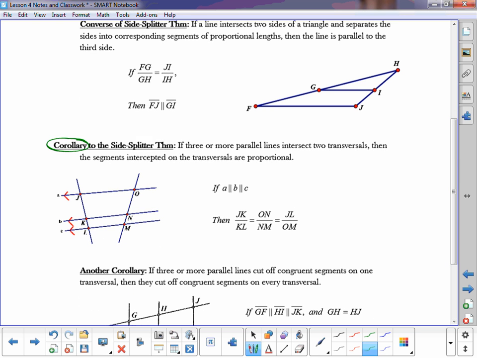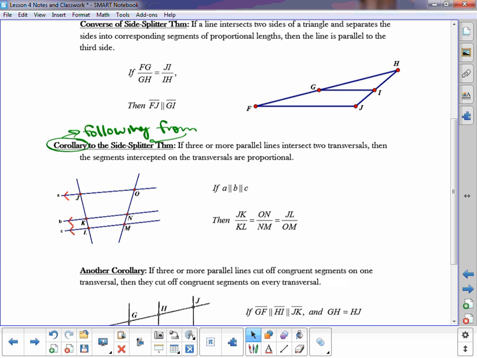So it says corollary to side-splitter theorem. A corollary is just kind of a bullet point of a theorem, so it's a follow-through from the theorem. It's almost like theorem whatever part 2. So this is just following from the side splitter theorem. First we're going to talk about what side splitter theorem is, and then our corollary is kind of a consequence of that, or a follow-through from it.